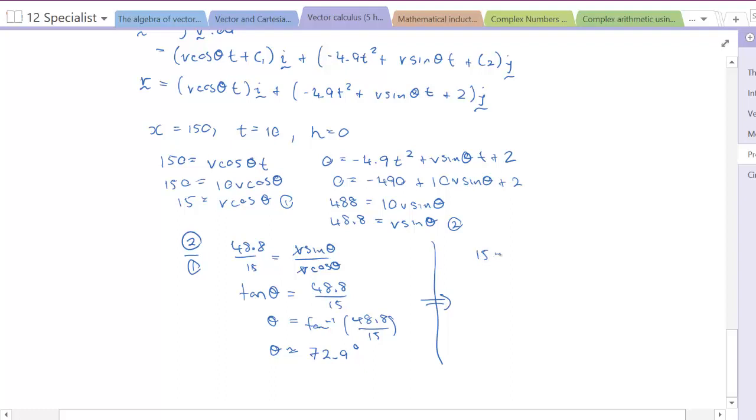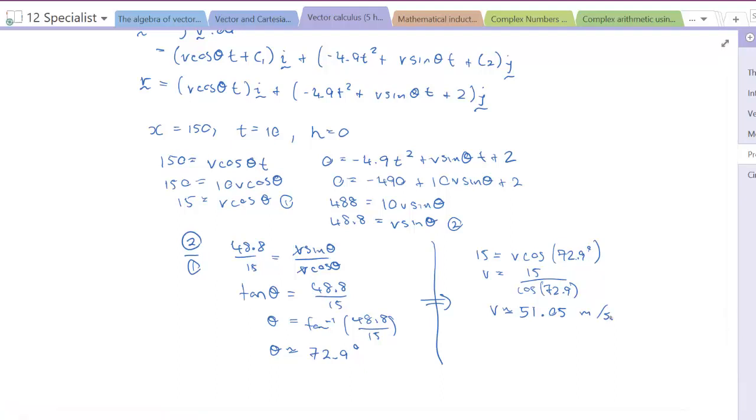Now, to find our velocity, all we need to do is sub back into one of the equations. So let's say 15 is equal to v cos 72.9 degrees. So v will be 15 on that. So v ends up being approximately 51.05 meters per second.